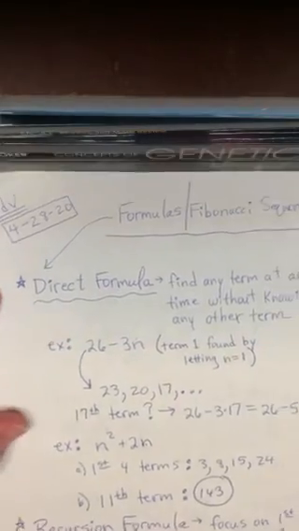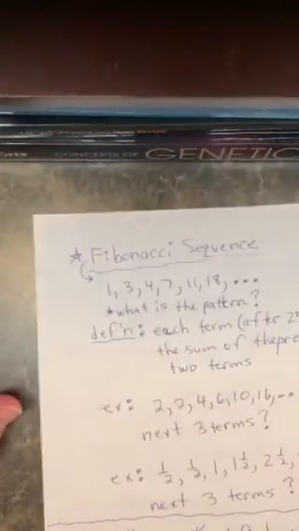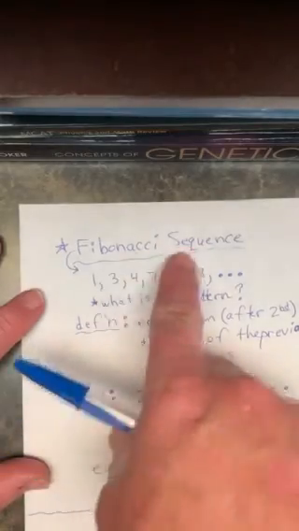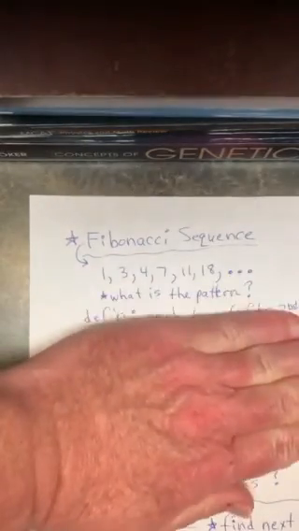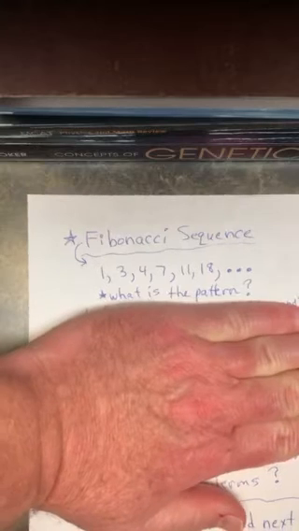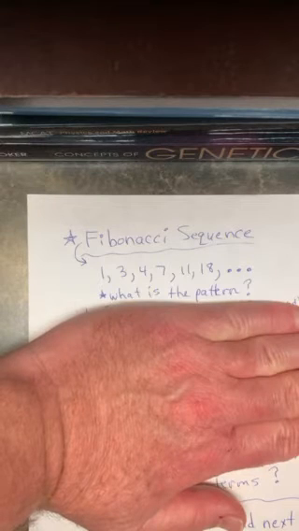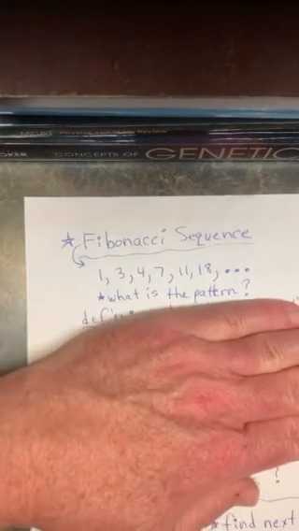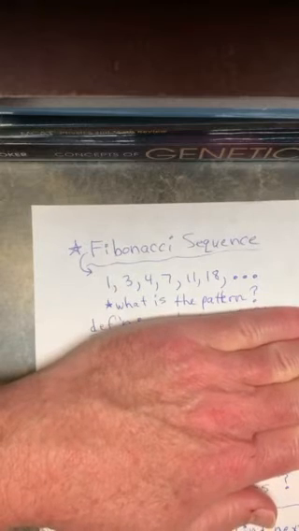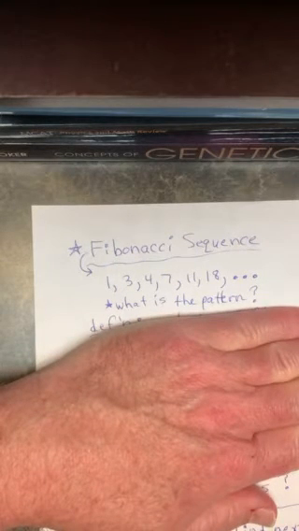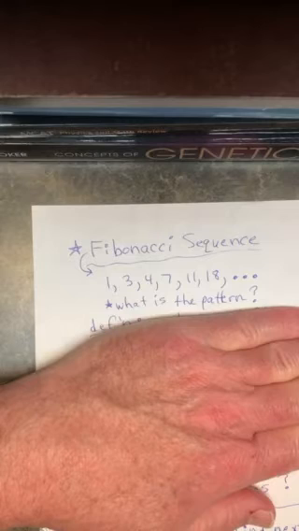And the final kind of sequence we're going to give you here at the beginning of this chapter is called a Fibonacci sequence. Now, I'm going to cover up the little definition here. Look at this sequence: 1, 3, 4, 7, 11, 18. What is the pattern there? If I just said to you, what would the next number be? I'll give you a few seconds here. Think about it. Do you see a pattern? And can you come up with the next number?